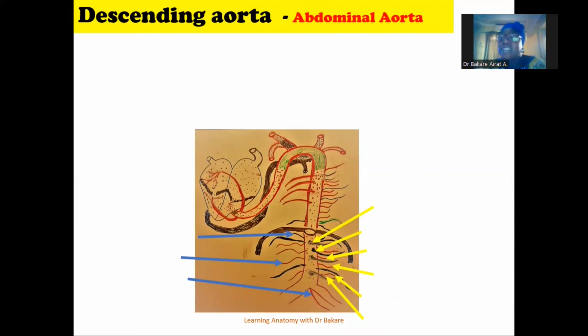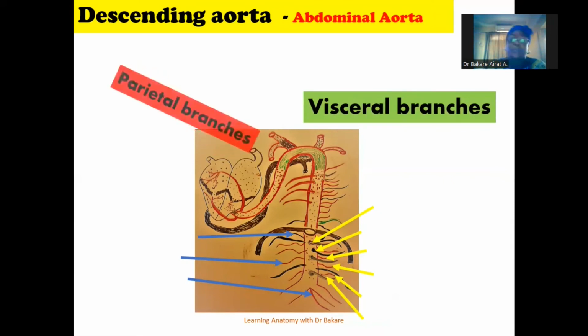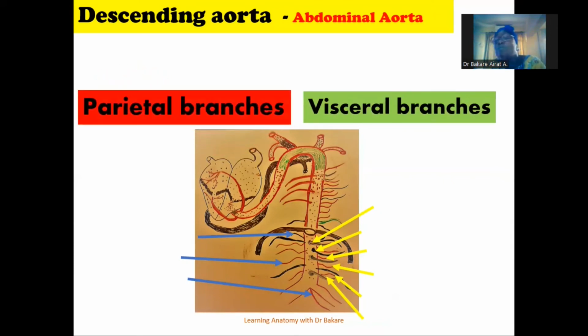And this can be divided into the visceral branches and also the parietal branches. Viscera, we've established that they supply the organs that are located within the abdominal cavity, while the parietal branches supply the walls of the abdominal cavity. So let's see these branches.